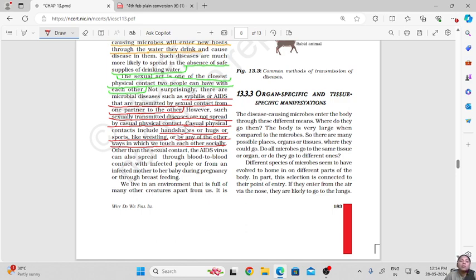Now, these diseases like syphilis or AIDS spread through sexual contact, but they cannot spread by casual contact.